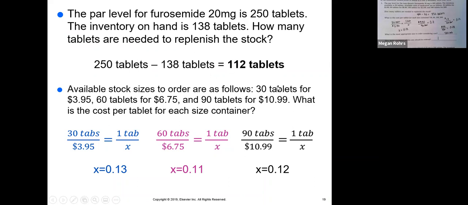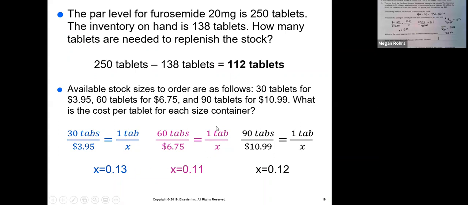We have a 30 tablet, a 60 tablet, and a 90 tablet container. This is just like the example I went through. We're going to set each of those equal to one tablet, or we're basically just dividing the cost by the amount that's in the bottle. That gives us the amount per tablet.